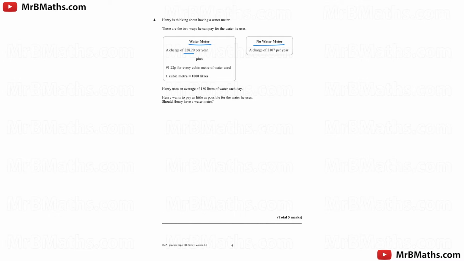So looking at this, it says here the 91.22p, and then it also says in bold 1 cubic meter equals 1,000 litres. It then follows on to say that Henry uses an average of 180 litres of water each day. Henry wants to pay as little as possible for the water he uses. Should he have a water meter?